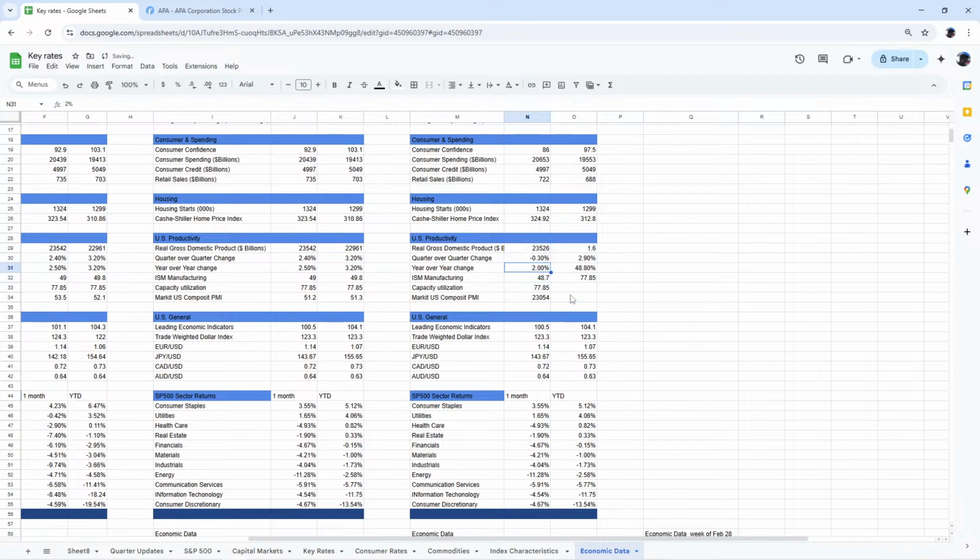Hold on, I messed something up here. Real GDP was 23,526. 2.0, 48, 70, 77, 85, 120. There's that weird gap. Yeah, there's a weird gap there for some reason.